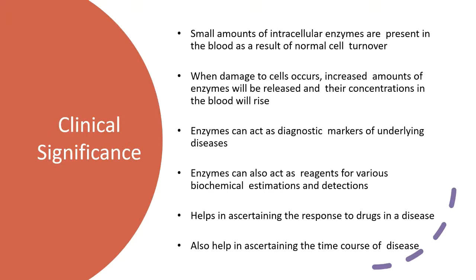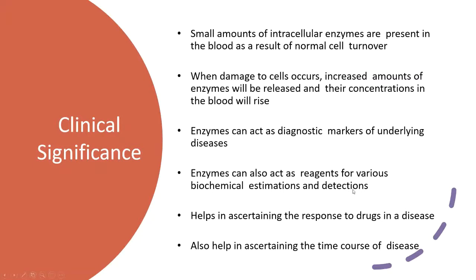So when damage to cells occurs, an increased amount of enzyme is released and its concentration in the blood rises. Particularly in these conditions, when the cells get damaged or cell mass increases, meaning the non-specific plasma enzyme activity is increased, these enzymes can act as diagnostic markers of the underlying disease. There are certain enzymes which are organ specific. So if we estimate the activity of that particular enzyme and get a high activity, then we can conclude that there is damage to that particular organ, because the enzyme activity in the plasma has increased.